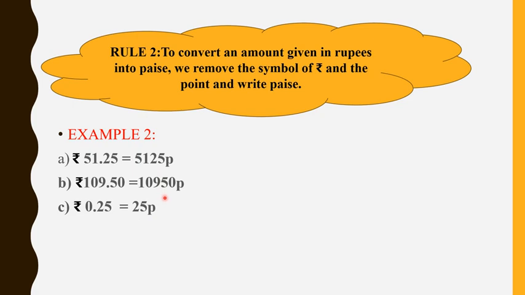If steps are involved, then we will follow rule number 1. If no steps are there, if only a direct answer is to be written, like mental maths, where you get questions and quick answers are to be given, then you can follow rule number 2, where the rule says remove the symbol of rupees and the point and write P, paise. Okay.